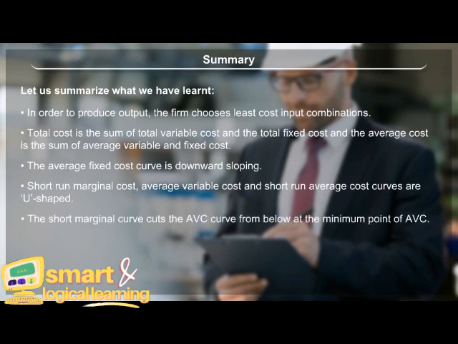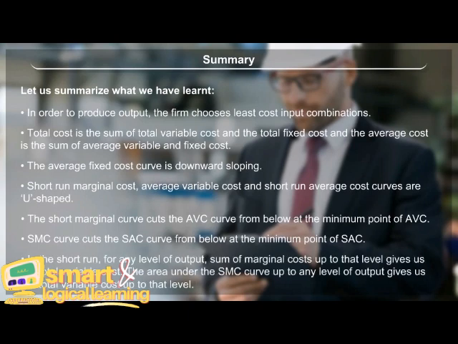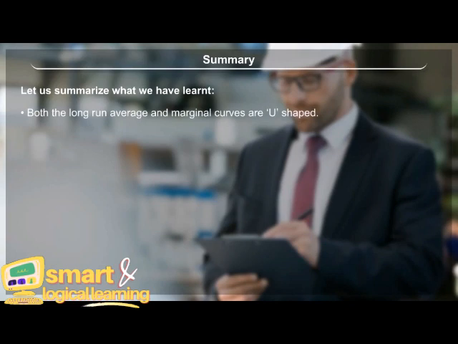The short-run marginal cost curve cuts the AVC curve from below at the minimum point of AVC. The SMC curve cuts the SAC curve from below at the minimum point of SAC. In the short run, for any level of output, the sum of marginal costs up to that level gives us the total variable cost. The area under the SMC curve up to any level of output gives us the total variable cost up to that level. Both the long-run average and marginal cost curves are U-shaped.